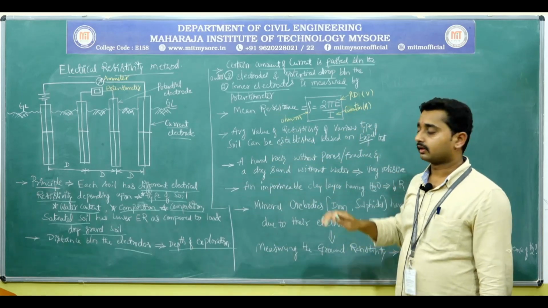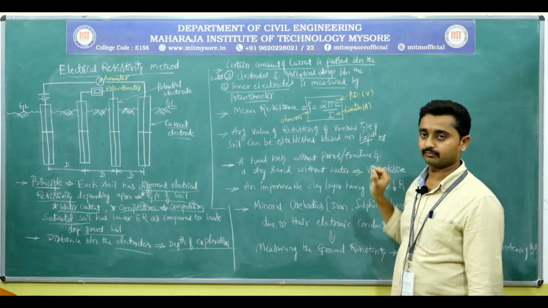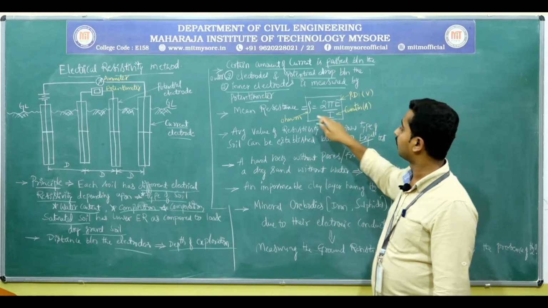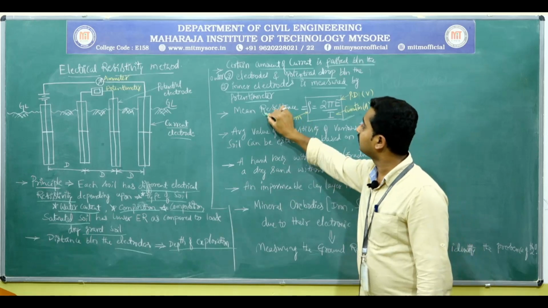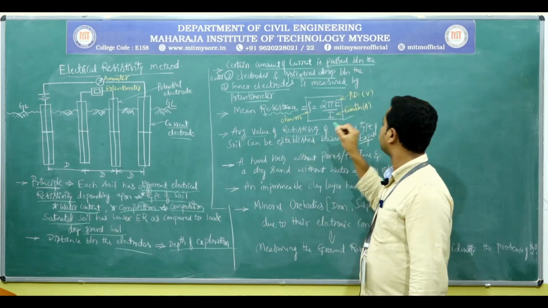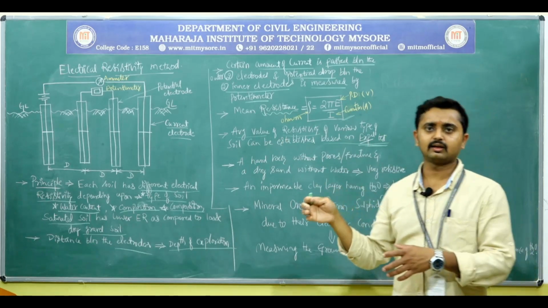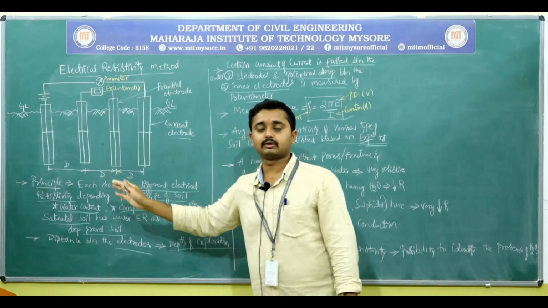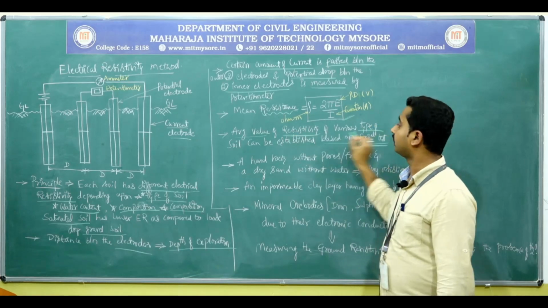And we can calculate the mean resistivity using this formula: rho equals 2 pi E by I, where E is the potential drop in volts, I is the current in amperes, 2 pi is a constant, and rho is the mean resistivity in ohm meters. This is the formula to calculate it. The average resistivity of various types of soil can be established based on experimental tests, by conducting experiments for different distances between the electrodes.